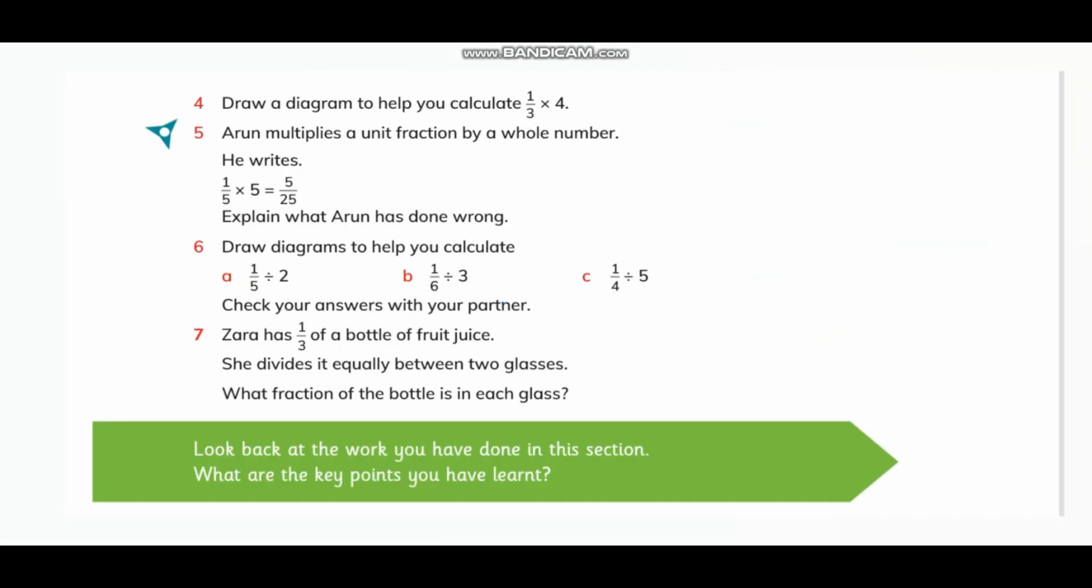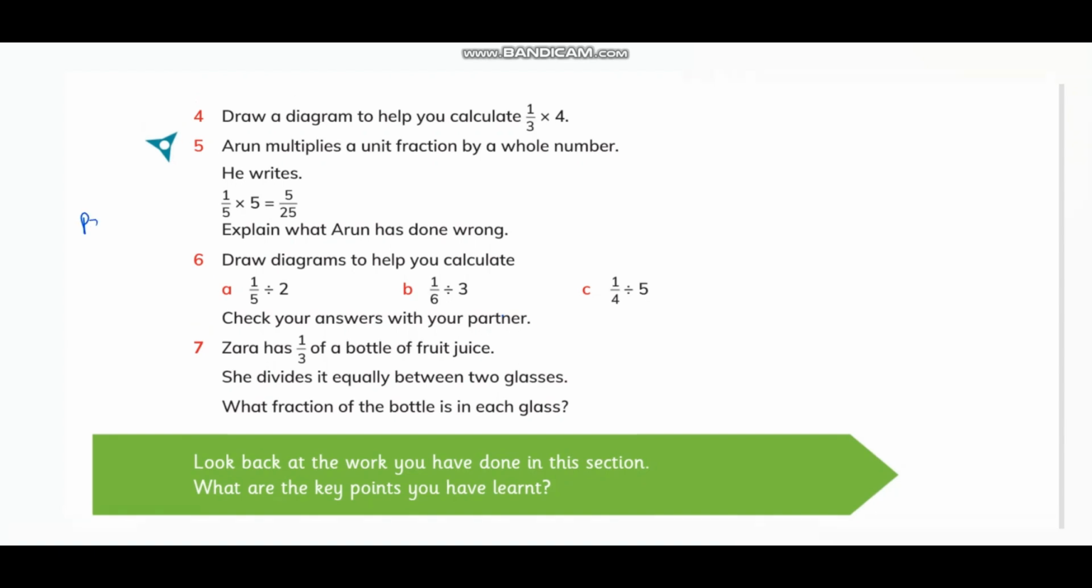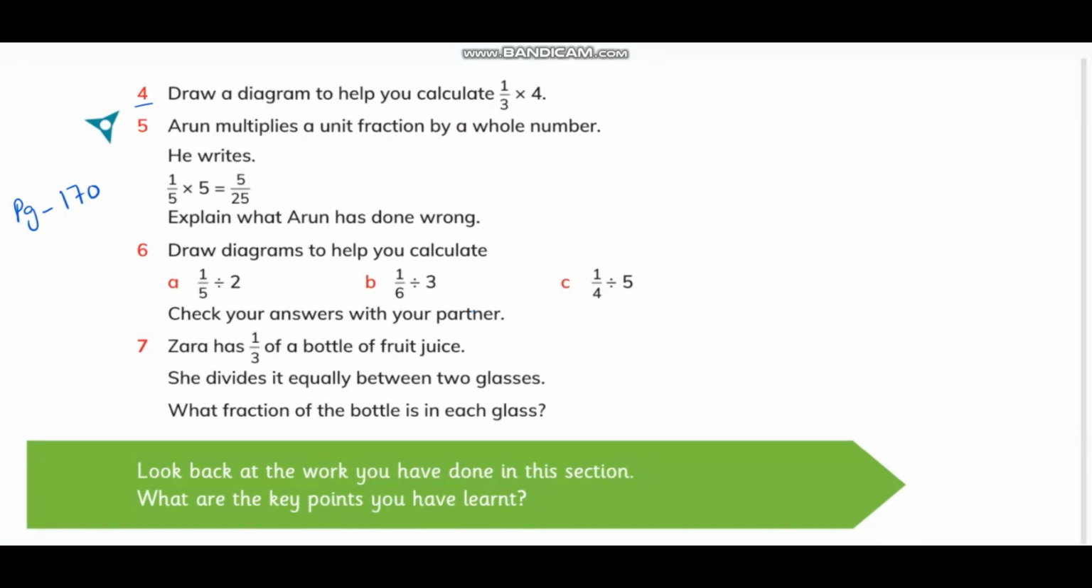So okay, dear students, this is the next page number. I'm going to write here page number 170. Okay, so we are going to solve question number 4 here. In question number 4, he says draw a diagram to help you calculate 1 by 3 multiply 4. So we have to solve the question, and we also have to draw the diagram.